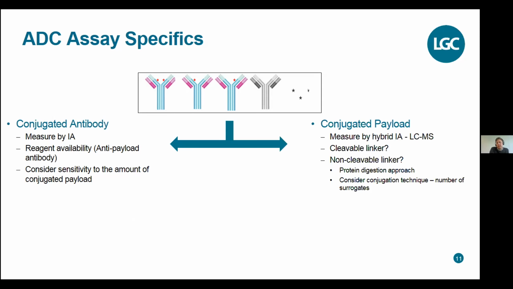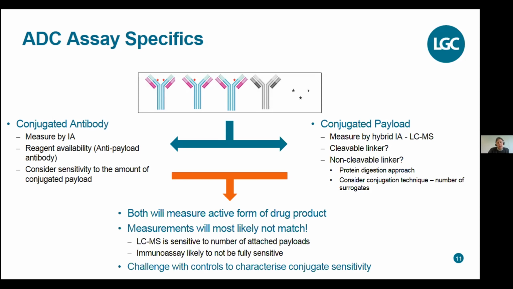But again, that goes back to that conjugation technique and looking at the number of potential surrogates there may be for that particular analyte. So if we consider a lysine conjugated antibody, that may be up to 80 different surrogates. That means it's just impractical to measure. Nevertheless, both of these measurements will measure your active form of drug product, but they'll likely not match one another. The LCMS is likely to be sensitive to the number of payloads, whereas the immunoassay probably not fully sensitive. And we need to make sure we challenge the assays to characterize their conjugate sensitivity.